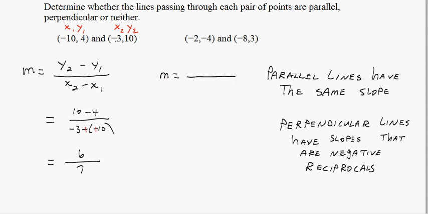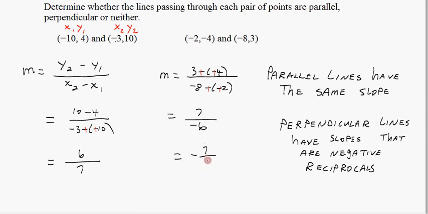This one, same thing. We'll go in the same order. y2 minus y1, so 3 minus a negative 4 is the y2 minus y1. x2 minus x1 is negative 8 minus a negative 2. All right, so we have on top 3 plus 4, which is a positive 7. And in the denominator, we have negative 8 plus 2, which is negative 6. So this is a negative 7 over 6, right?